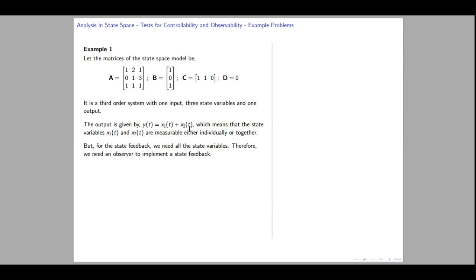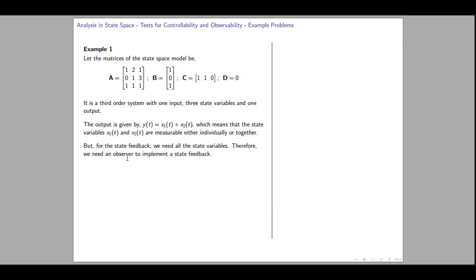So for a state feedback controller, I need all the states x1, x2, and x3. Since x3 is not measured, definitely I need an observer to implement the state feedback. If at all I want to implement a state feedback control, then I need all the state variables, but only two state variables are measured here. And since x3 of t is not measured, I need a state observer so that I can implement the state feedback controller.